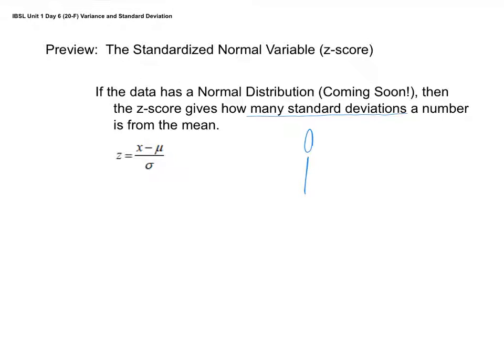So for example, if your mean, to use the notation here, we use mu. Let's say the mean is 12, and your standard deviation is 2.